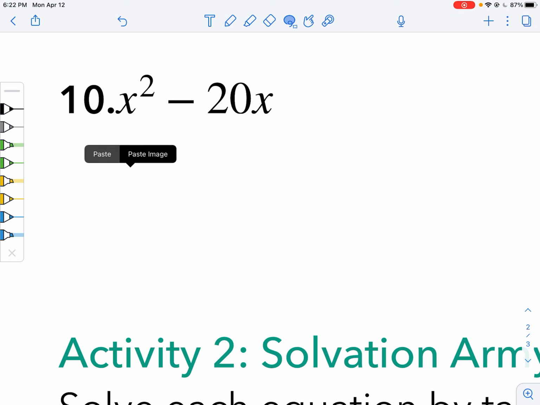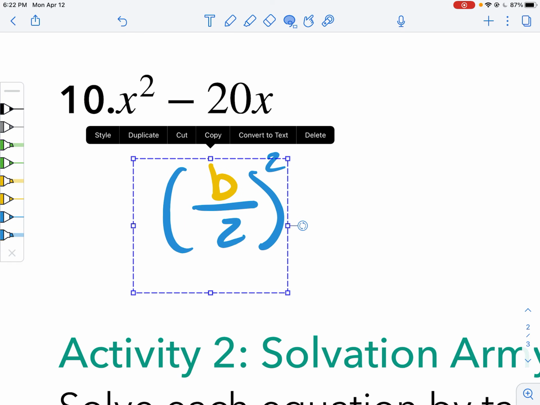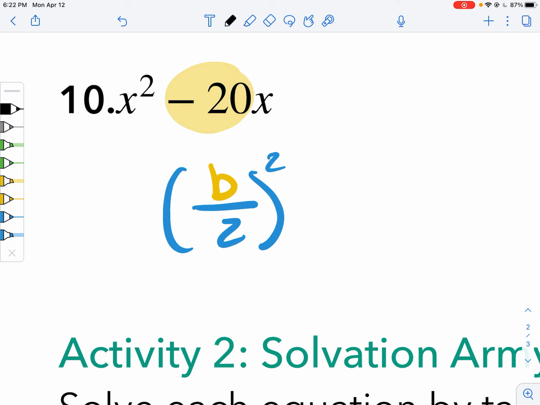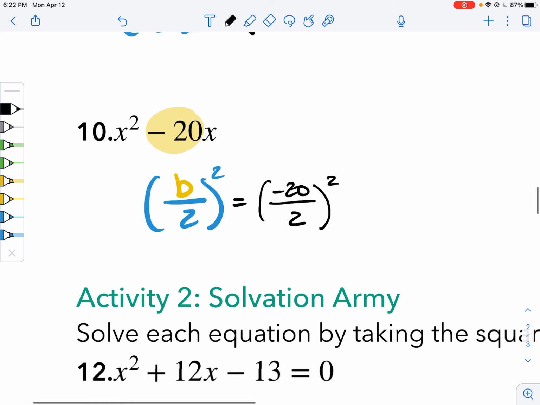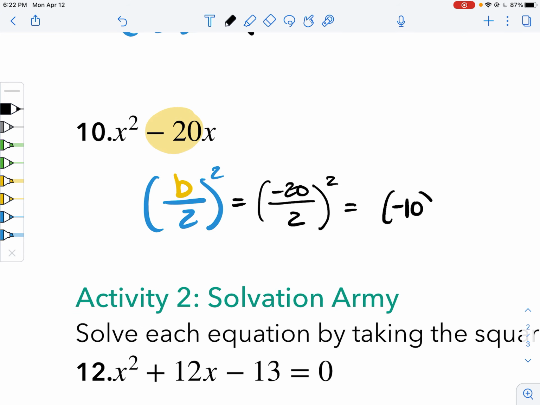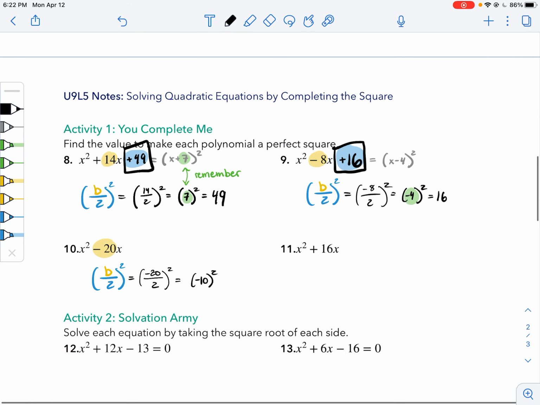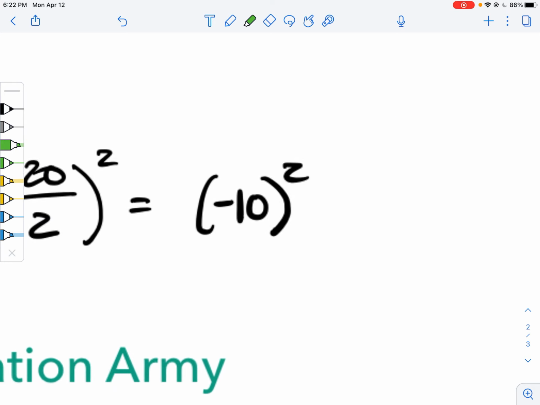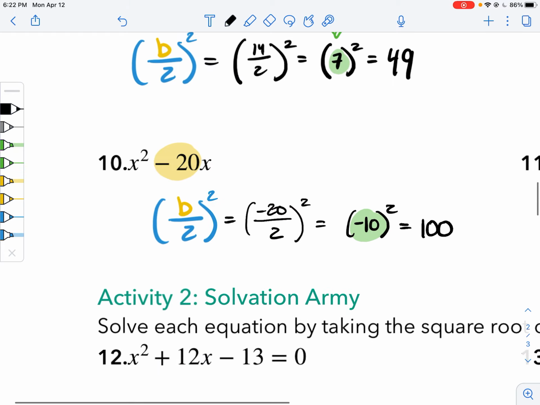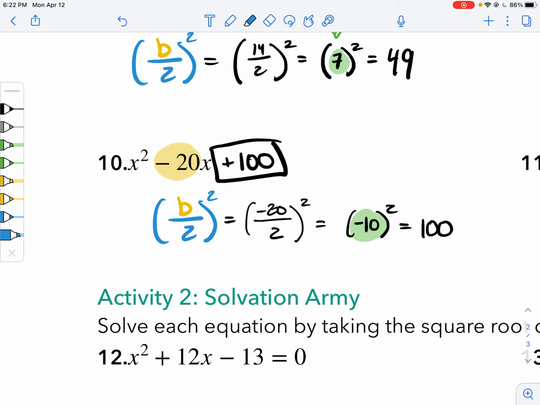Here, we are again looking for our b term. Let's halve it, as in divide by 2, and then square it. Oh, did I highlight where that came from? Wrong tool. Okay, there we go. Now this is what we will square to get our answer. That's 100. So we need to add 100 to make this a perfect square. And that perfect square will end up being x minus 10 squared.